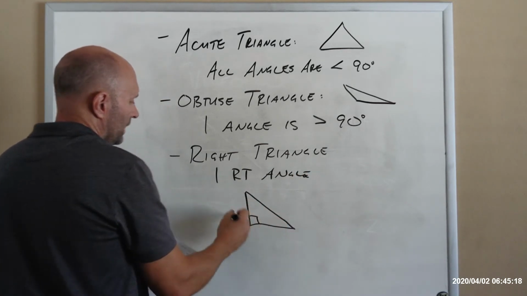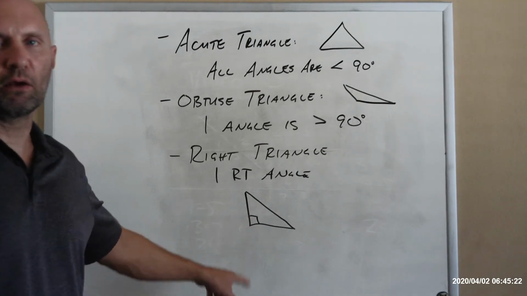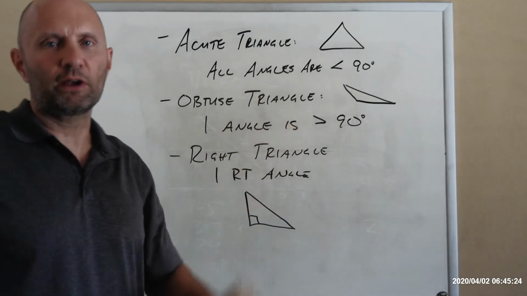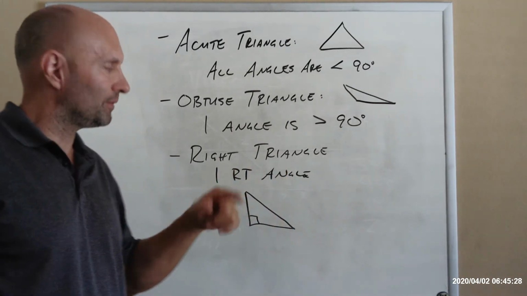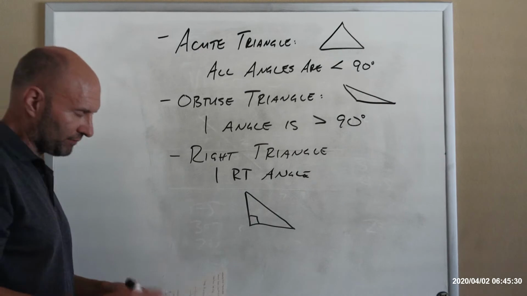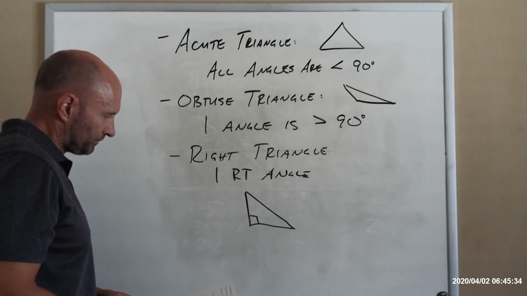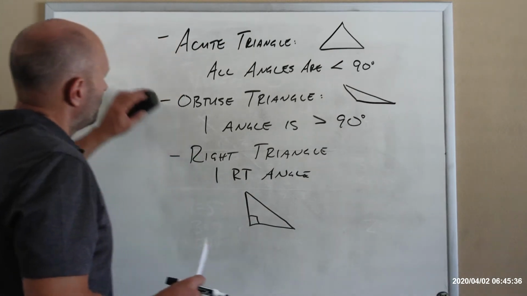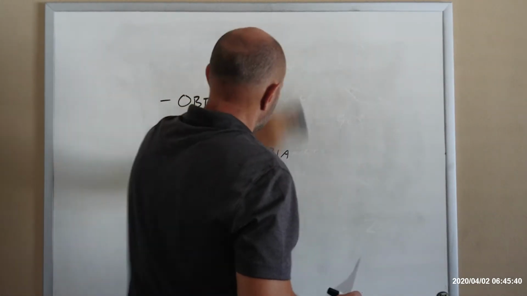And we notate this by creating a little box. So if we see a triangle with that corner that looks like a square, that's our notation that that's a right angle, that's a 90-degree angle. It doesn't even have to tell us that. The picture alone would tell us that. So that's when we are talking about the angles of a triangle.